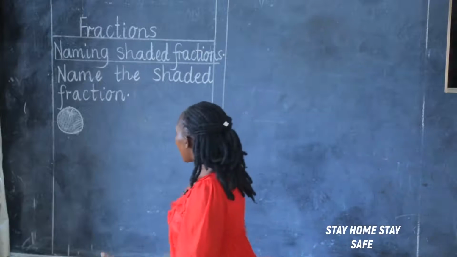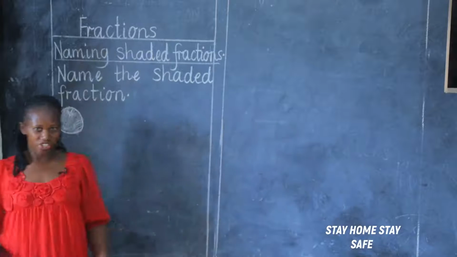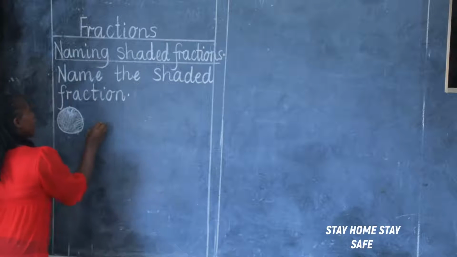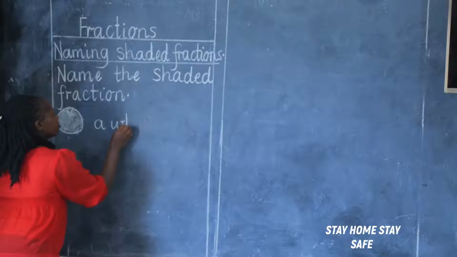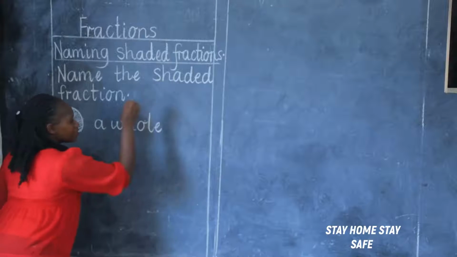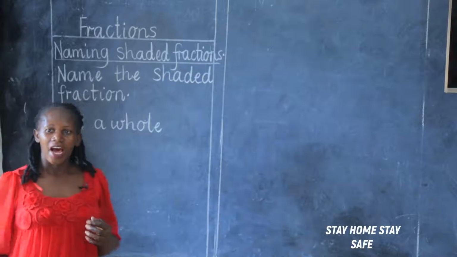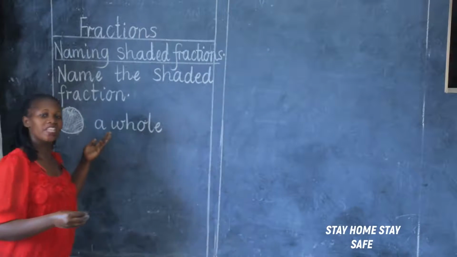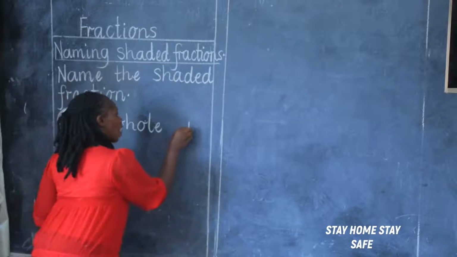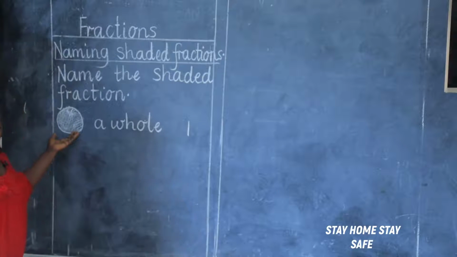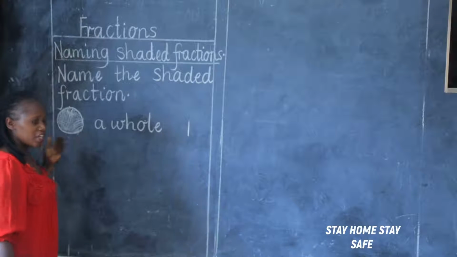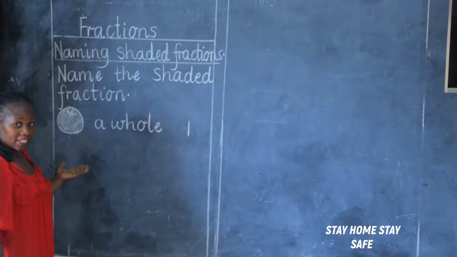I have shaded a full orange. So if I have shaded a full orange, I have shaded a whole. What have I shaded? I have shaded a whole. If I want to write a whole in figures, I write 1 because it's 1 orange. Okay? This very orange, I can get another one.